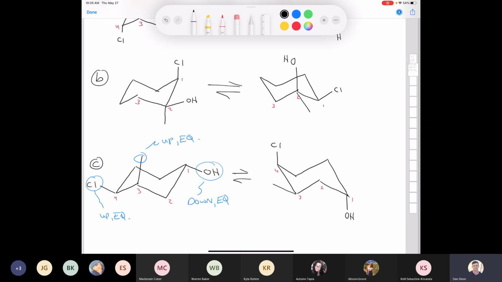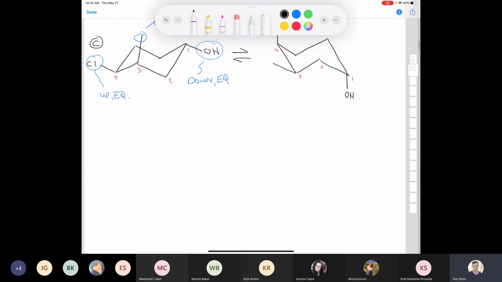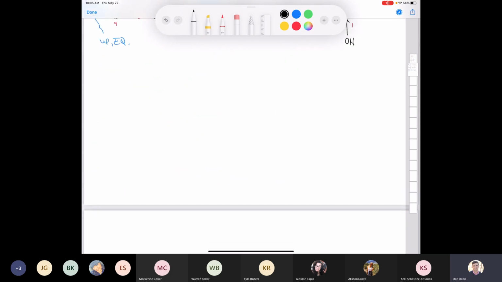Let's try one that's, let's get out of the cyclohexanes. Well, not entirely, are we? Let's try number 4.47. This is the type of question that tests the concept of parallel lines.